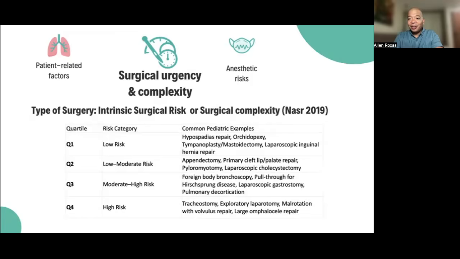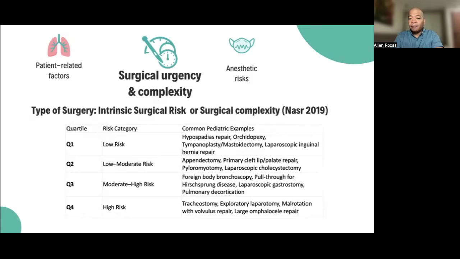Now let's go to the second domain, which is the surgical factors, which includes surgical urgency and surgical complexity. First, let's discuss surgical complexity. One way to classify surgical complexity is through the surgical risk quartiles, as studied by Nasr et al. Nasr et al. studied the surgical procedures extensively based on the 30-day postoperative mortality.